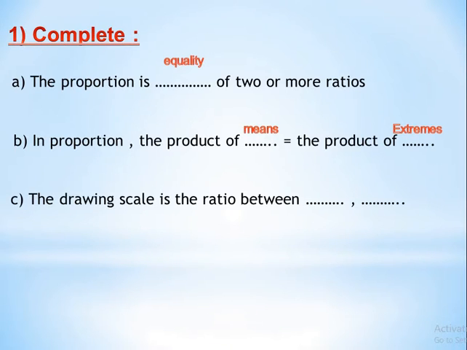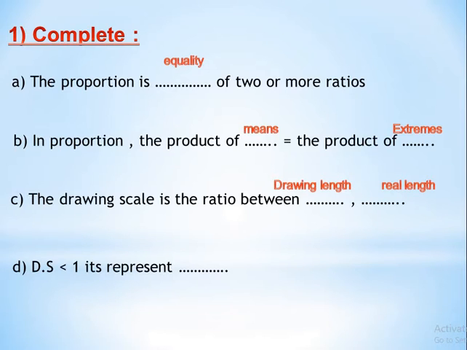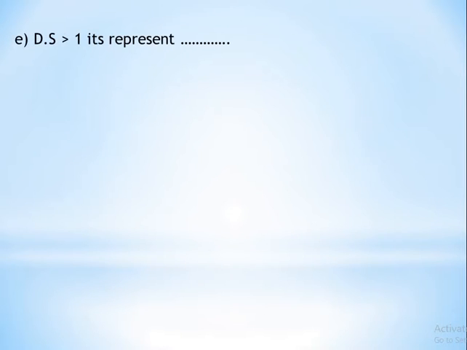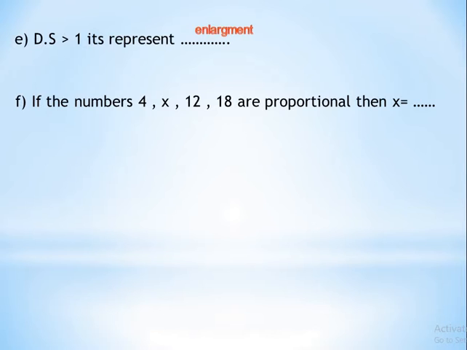The drawing scale is a ratio between, we know that, drawing scale equals drawing length to real length. Letter B, if the drawing scale was less than 1, it represents minimization. So if it was less than 1, we make minimization or reduction. If the drawing scale is greater than 1, it represents magnification or enlargement.